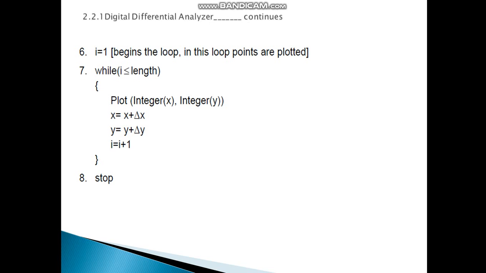In the 7th step, while I is less than length, which means I is less than the end point, plot the integer x and the integer y, and then the x increment and y increment are added, and I is equal to I plus 1. I is equal to I plus 1 is repeated till we find the end points. Okay, then step 8 is the stop.